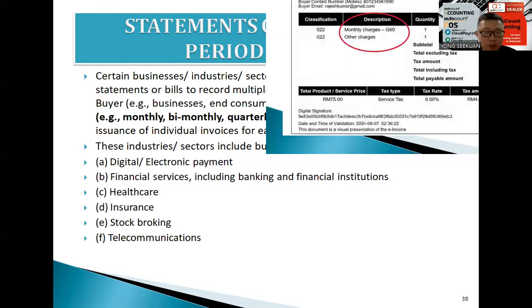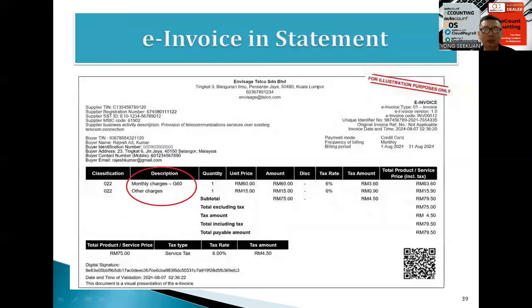Maybe we go to the example to see. So you just say monthly charges 150 ringgit for this telephone call. So that is the meaning of the e-invoice in the statement. So you need to itemize all your charges, then issue this e-invoice.